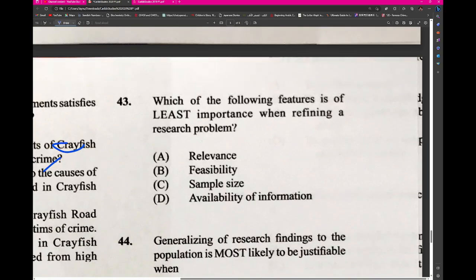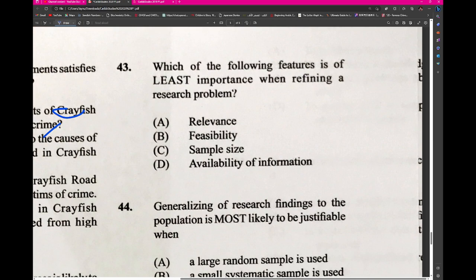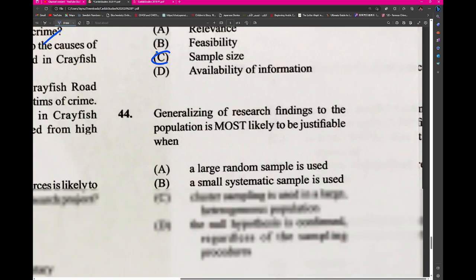Right? Which of the following features is of least importance when refining a research question? A research problem, I mean. I think the sample size.